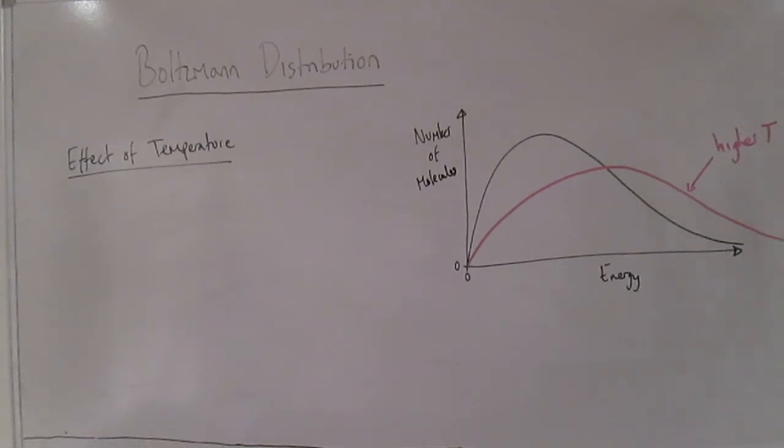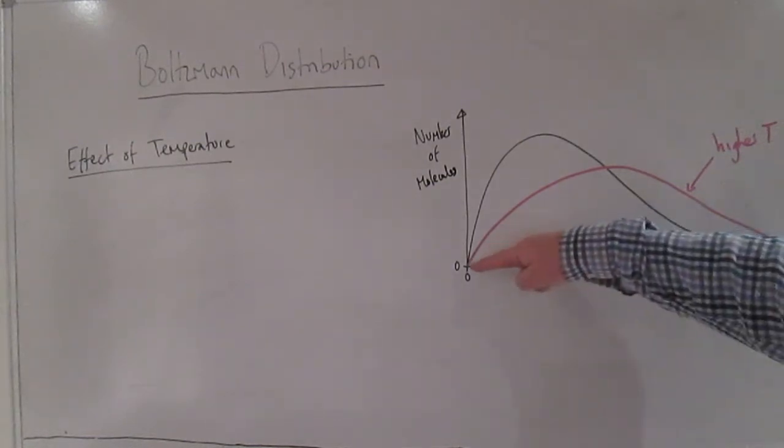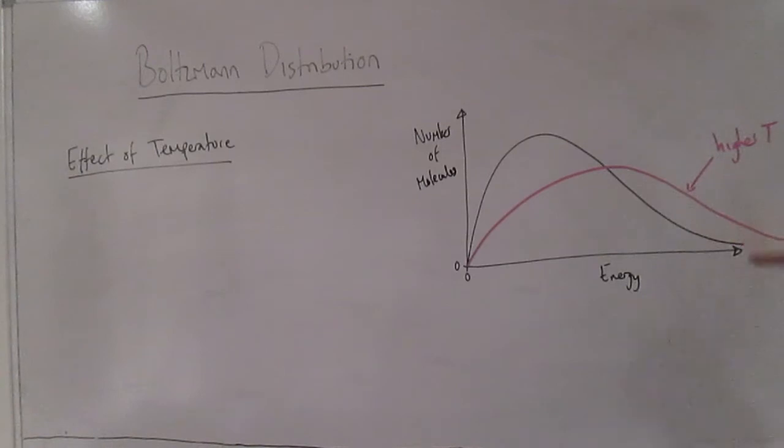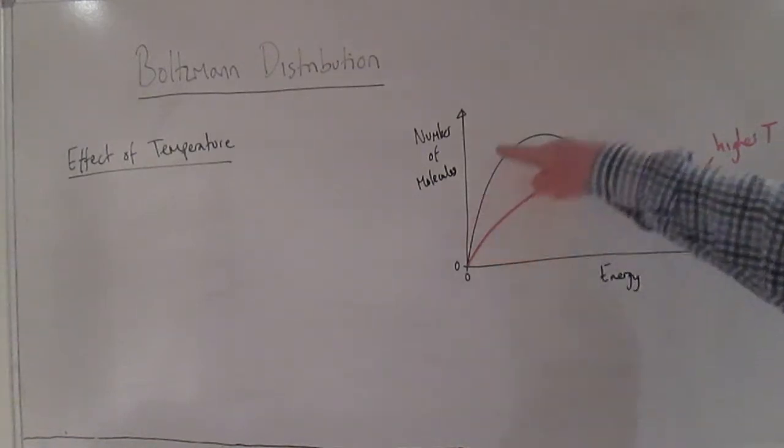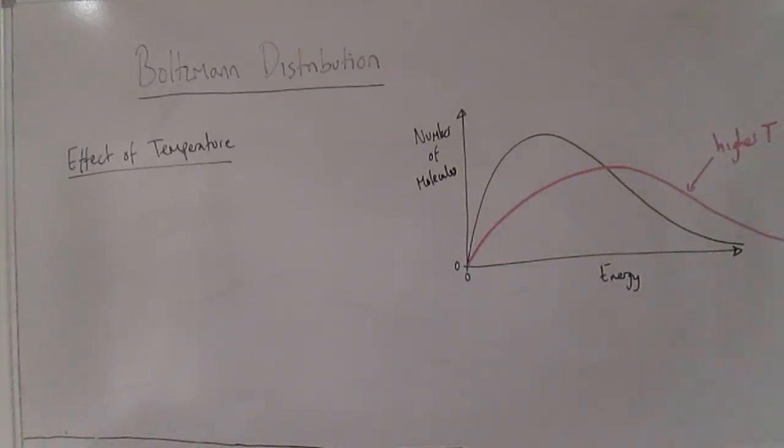Now the reason for that is clear when you remember that the total area underneath the curve represents the total population of molecules. If we change the temperature, we don't change the number of molecules, and so the area under the curve underneath this pink curve has to be the same as the area under the black one, because it's the same number of molecules that we're talking about.